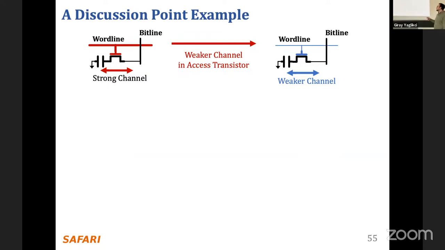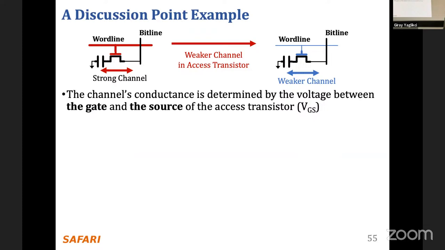This is something I've shown you several times. In the case on the left-hand side, we have a word line with some high voltage, which is red, and we have a strong channel here between the capacitor and the line. And when we reduce the word line voltage, the channel gets weaker. So let's look into this a little bit more. Let's look into the circuit level that we did not discuss in the paper.